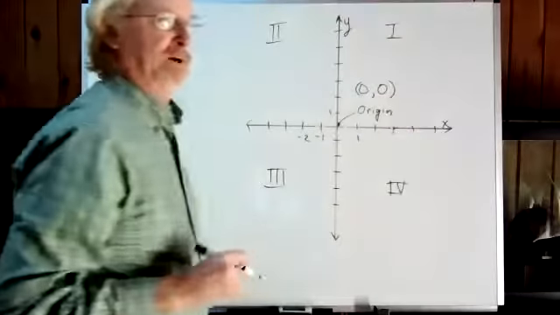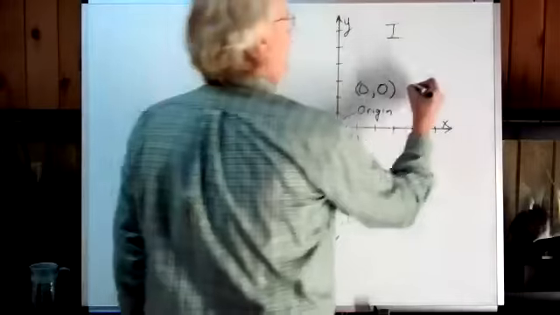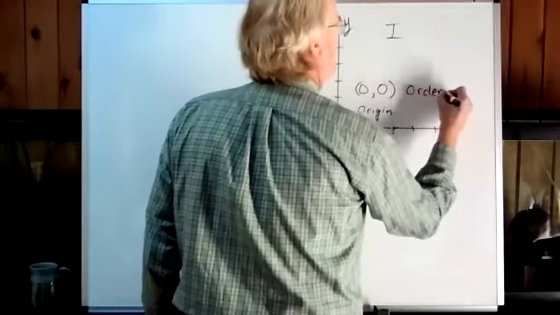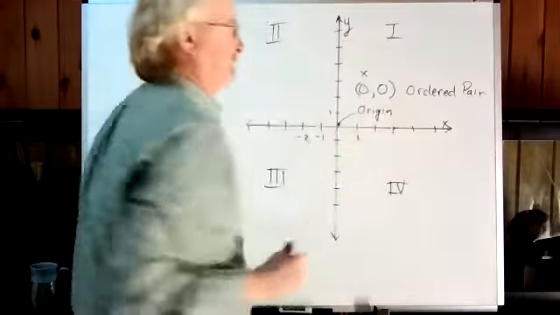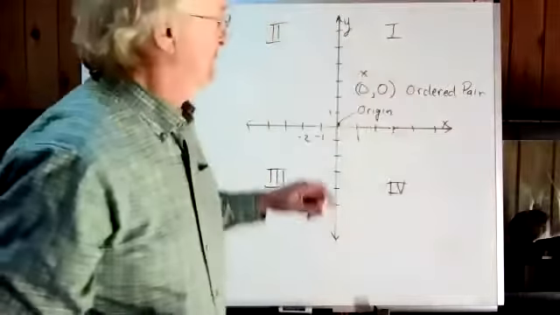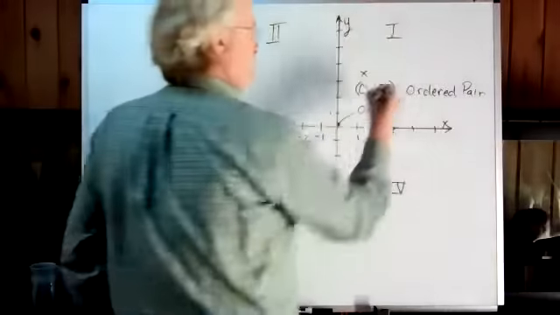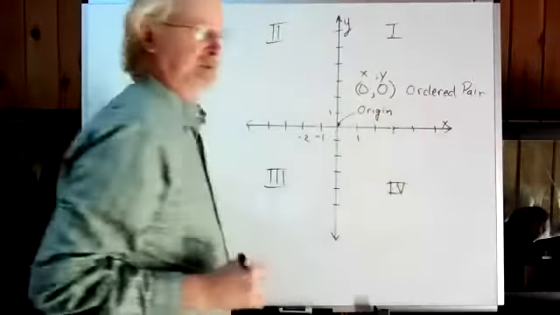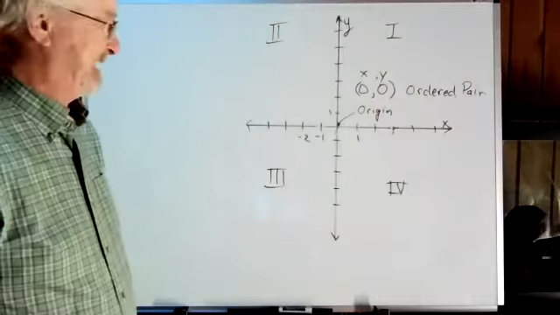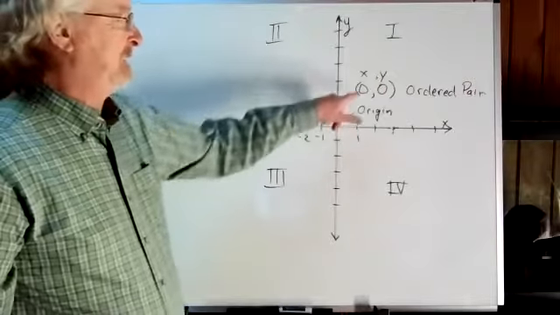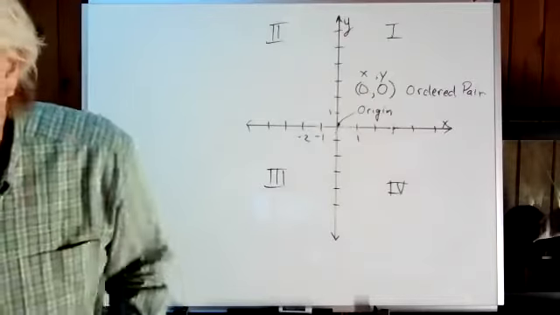Here we're using parentheses again and a comma. This is called an ordered pair. It's ordered because they're in order. The first value is always your x value, and the second value is always your y value. If you get them mixed up, you're going to mess up. So the origin is the point (0, 0).